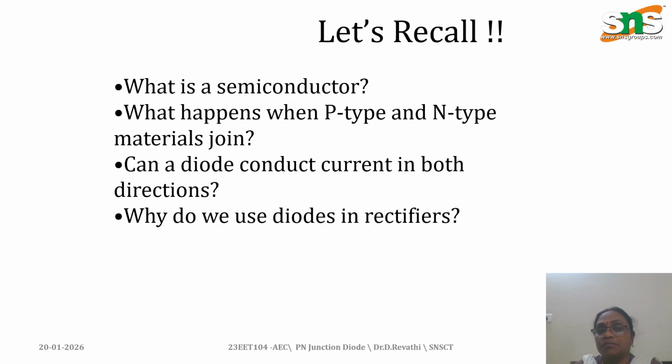Next, we have to recollect what a semiconductor is, and what happens when P-type material and N-type material are joined. Can a diode conduct current in both directions? Definitely not. It is unidirectional. And why do we use diodes in a rectifier? Because it rectifies the AC supply into a DC supply. These are the recollection questions.